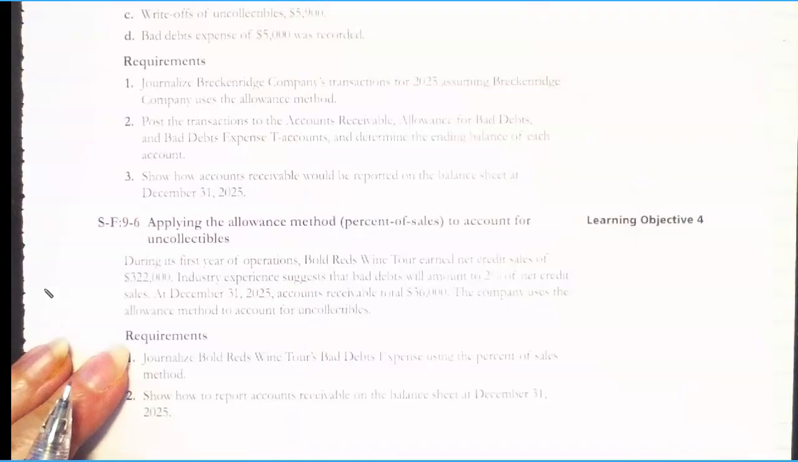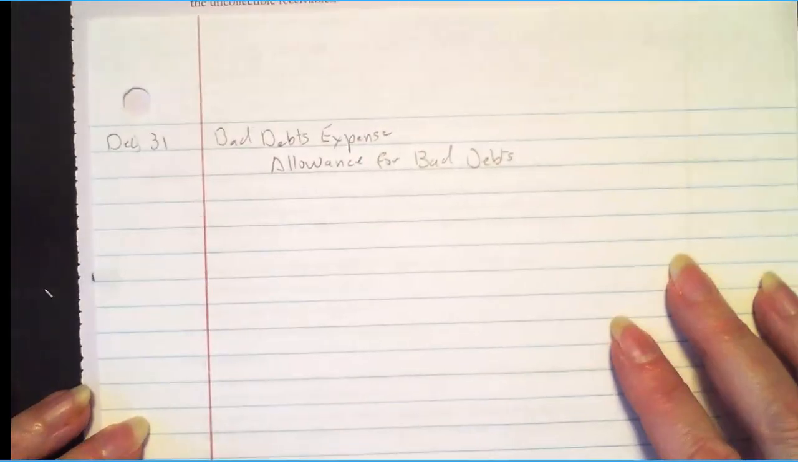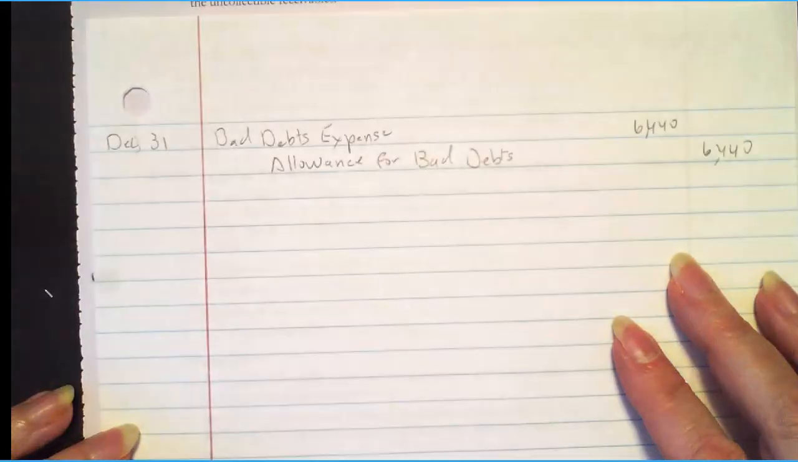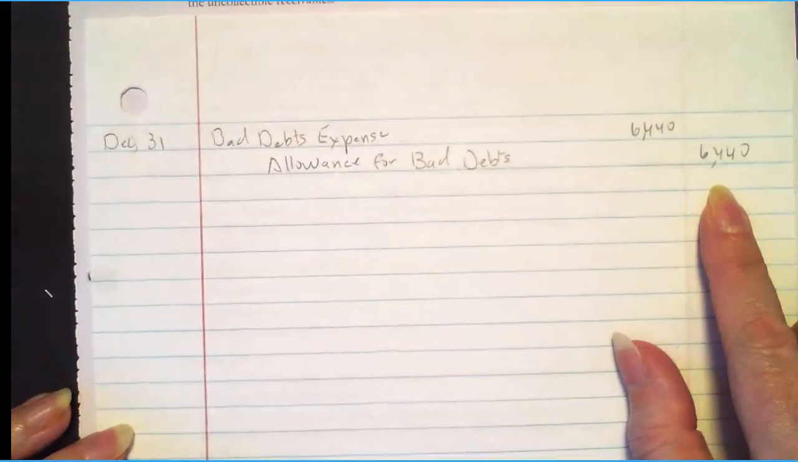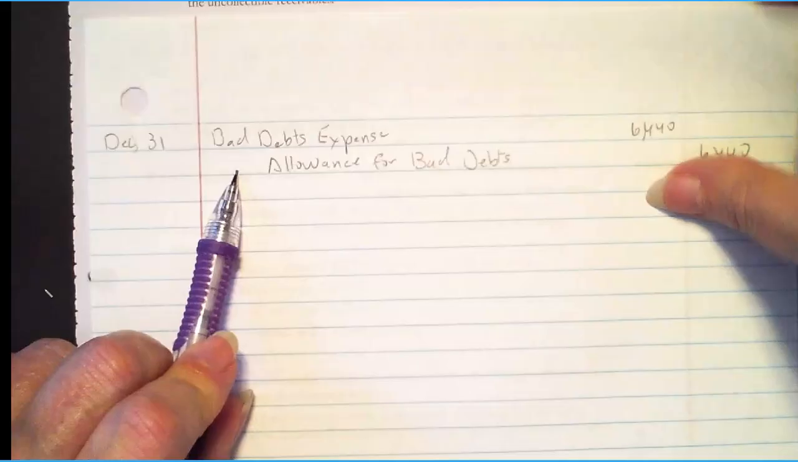So when we do our adjusting entry, this is on 31. The adjusting entry, no matter what method we're doing, is always going to be a debit to bad debts expense and a credit to the allowance account. The amount that we calculated was $6,440. And that's all we need. So the amount that we calculated is the amount of our adjusting entry. This entry follows the two rules, so that's great. I'm all good.